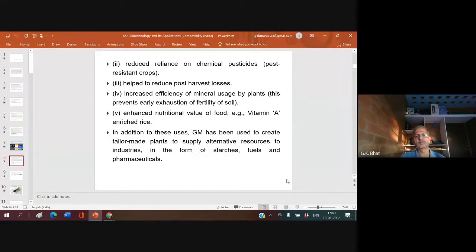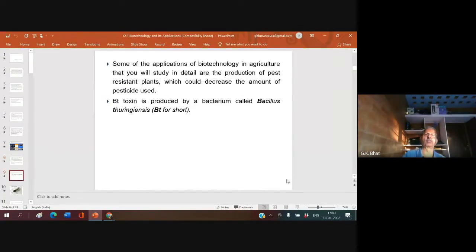In addition to these uses, GM has been used to create tailor-made plants to supply alternative resources to industries in the form of starches, fuels, pharmaceuticals, etc. Okay, let us look into some of the examples. Some of the applications of biotechnology, especially in the field of agriculture, that we are going to study in detail, for the production of pest-resistant plants.